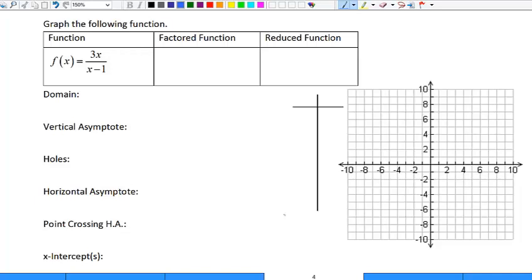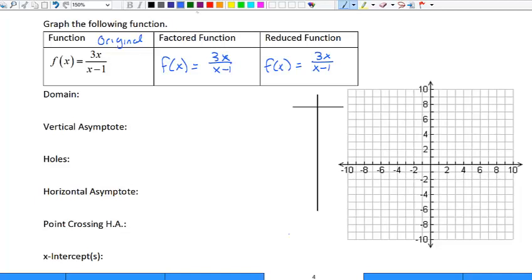Okay, so the first function is f of x equals 3x over x minus 1. If this could factor, that's what I want you to do, which is why I wanted to emphasize what the actual original function was. This is the original. If it can factor, in this case, the numerator or the denominator can't factor. And if it factored and then reduced, then I want you to reduce it. In this case, these are all one and the same, so it really doesn't matter all that much.